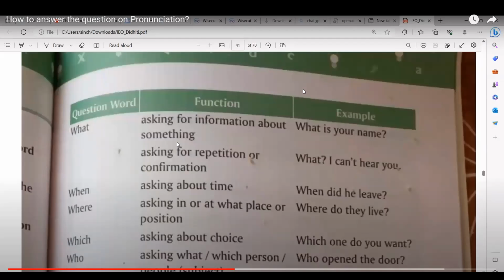When will you come to school? Very good. Udit, give me an example with when. When did he leave from school? Very good. When did you leave from school?